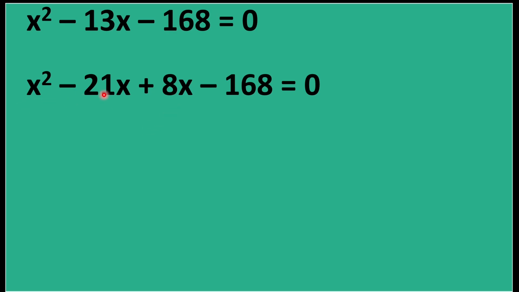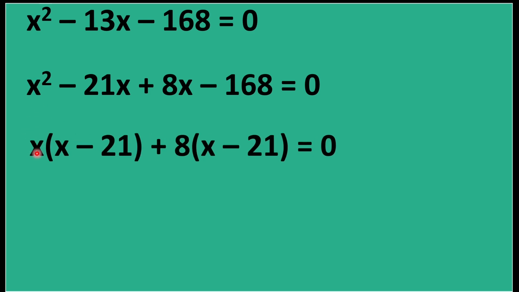Now here in these two terms we have x as common, and in these two terms we have 8 as common. So let's take the common factors. So here x is common. After taking x common, the remaining will be x minus 21 over here, and plus 8. After taking 8 common from here, the remaining will be x minus 21, which equals 0.